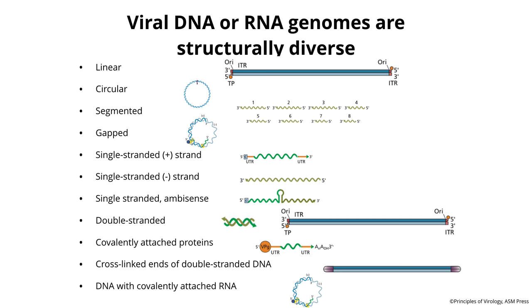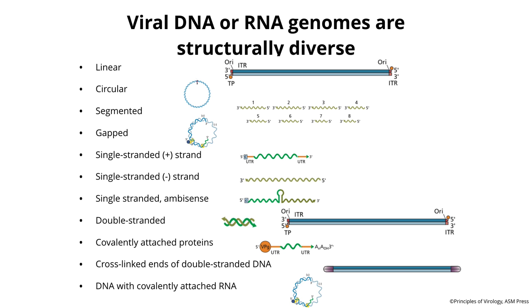Here's a gapped genome. The gapped double-stranded DNA of the hepatitis is actually a circle. It's shown here. You can have segmented genomes. So not all genomes have to be one piece of nucleic acid, just like we have multiple chromosomes. Some viruses can have multiple pieces of nucleic acid. Here's, for example, a segmented negative-stranded RNA genome.